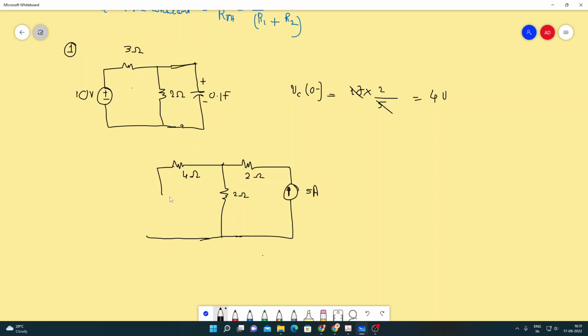And here we have the capacitor of 0.1 farad and plus minus 4 volts. Right, so let's now write down the equation. Let's consider this direction to be I1, this we know is 5 ampere, so this to be, let's say, I2.